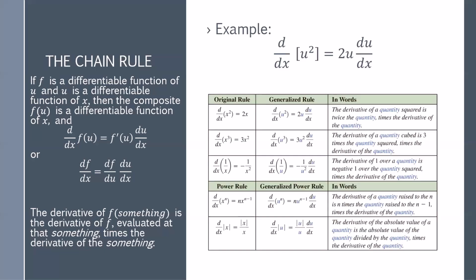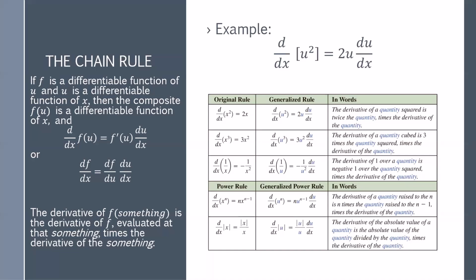So the original rule to differentiate something to a power, or x squared, would be that the derivative of x squared is 2x. If instead of x we have a function, the generalized rule is the derivative of u squared is 2u du dx.